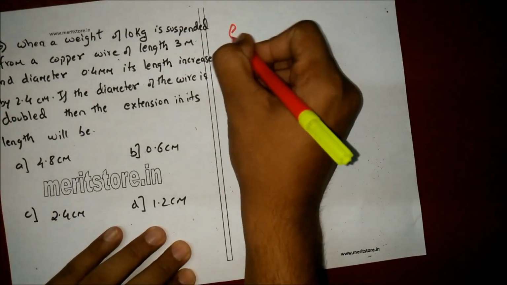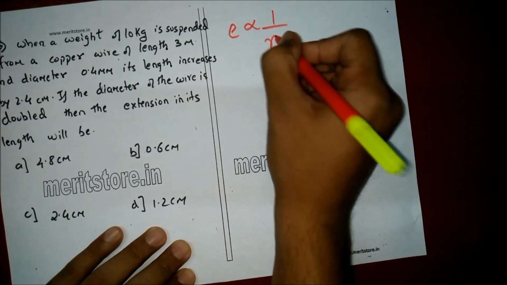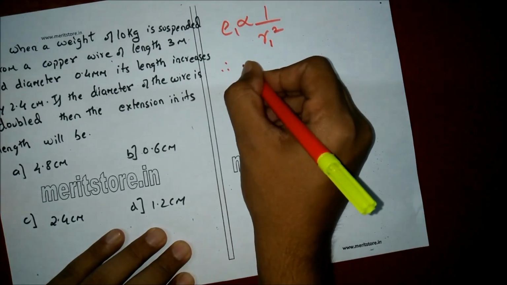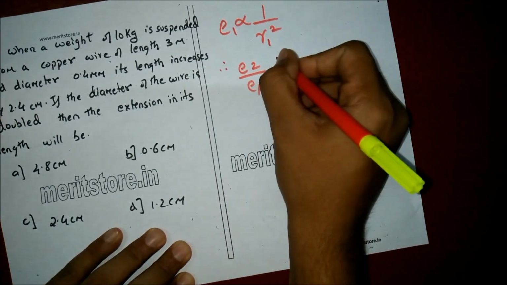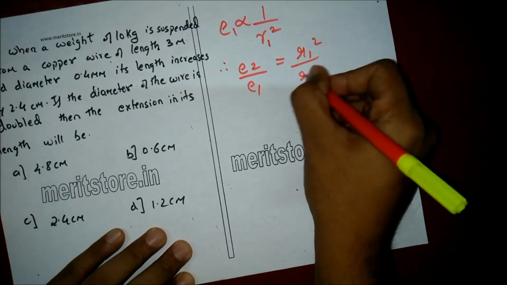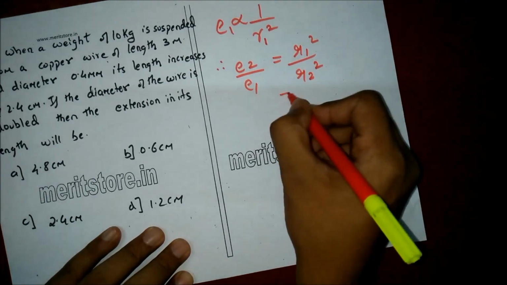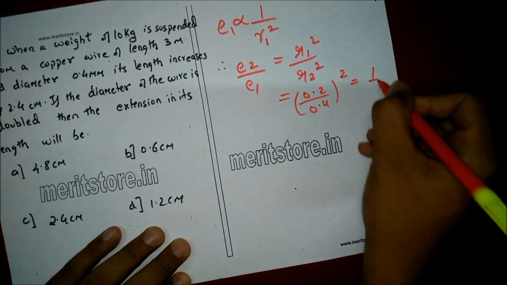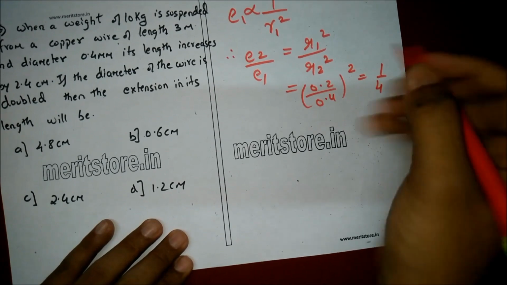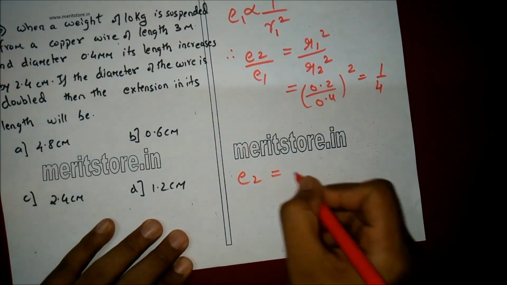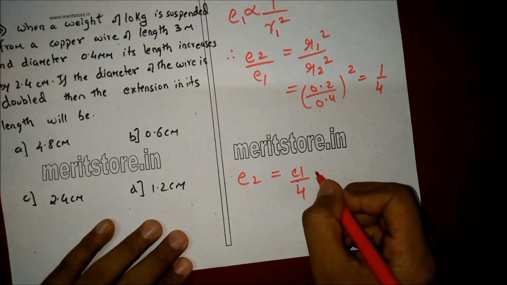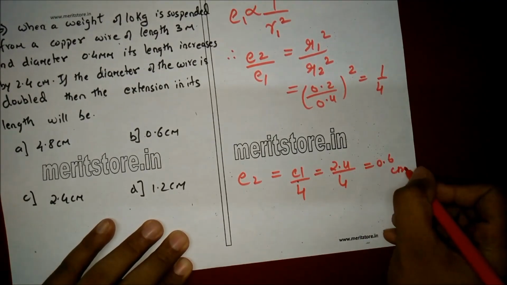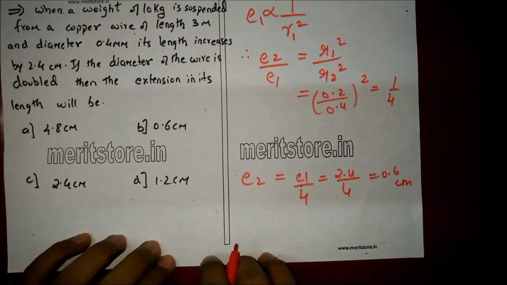Now we know that the elongation is inversely proportional to the radius square. Suppose this is E1 and R1. Therefore, E2 upon E1 will be equal to R1 square upon R2 square, which will be equal to 0.2 upon 0.4 the whole square, which is equal to 1 by 4. Therefore, the extension produced E2 will be equal to E1 upon 4, which is equal to 2.4 upon 4, which is 0.6 centimeters. Therefore, the correct answer here is option B.